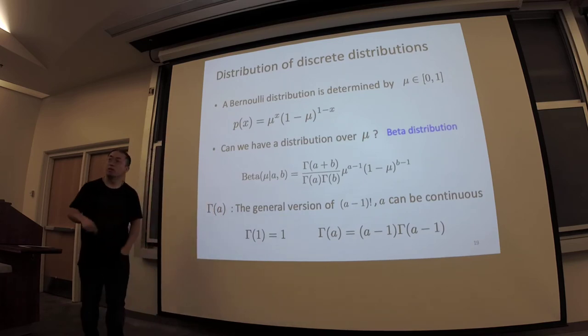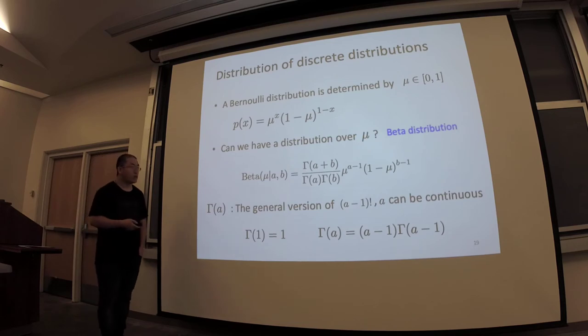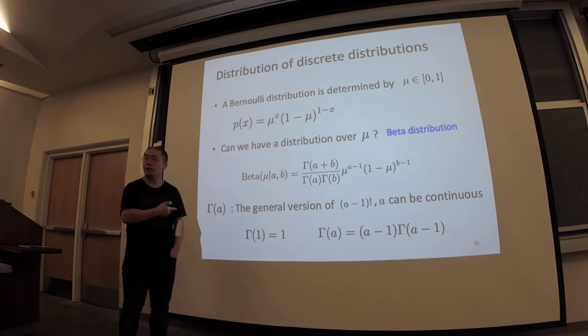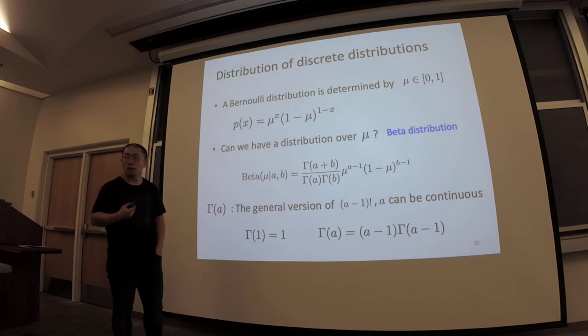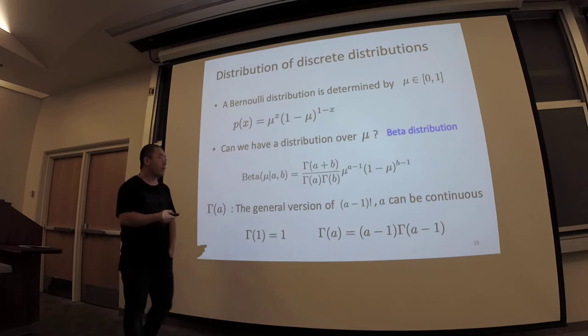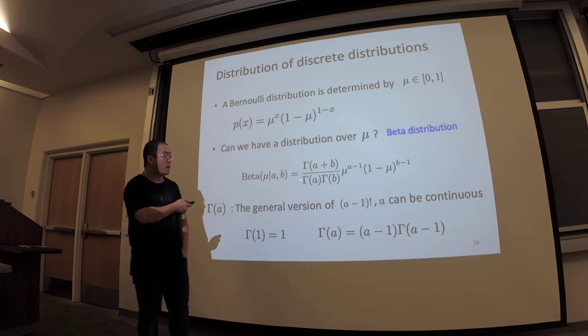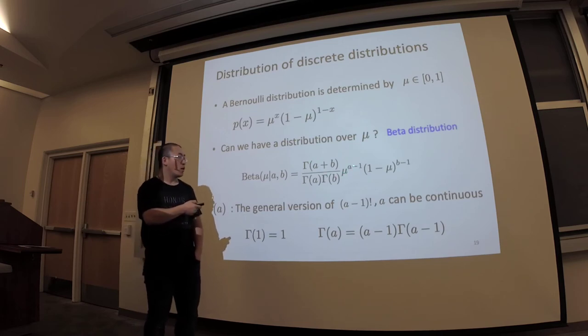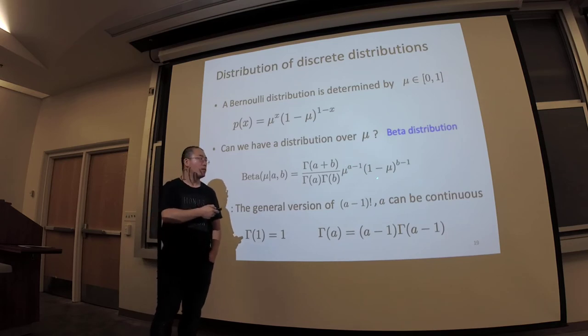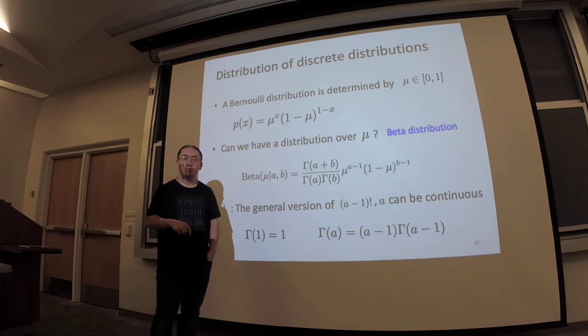So this is a form of beta distribution. The beta distribution is determined by two scalars A and B, and both A and B must be positive. And this is a gamma function: gamma function of A plus B over gamma A times gamma B, and then mu to the power of A minus 1 times 1 minus mu to the power of B minus 1.